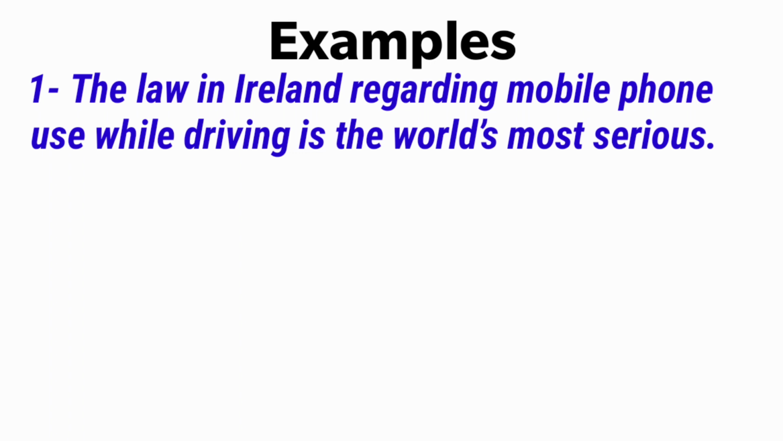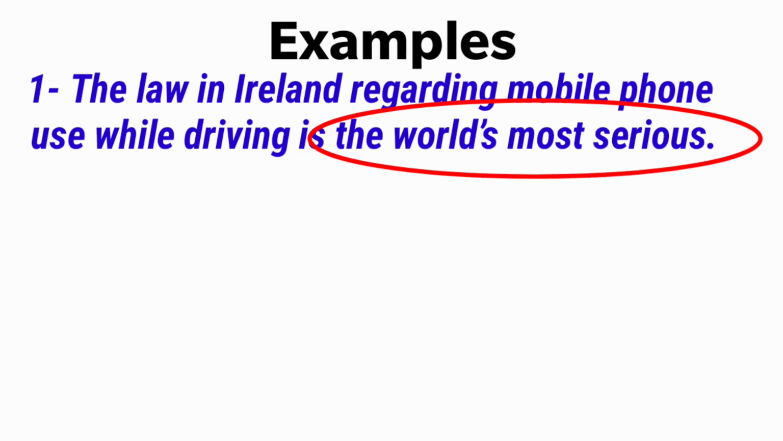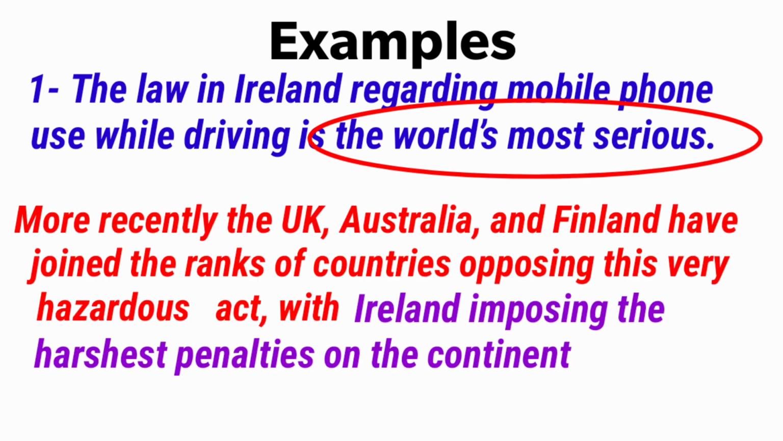So now let us see some examples. So we are not looking at the passage, we are looking at the question statement first. Okay, I assume that it is a true, false and not given question, but you have to read the instructions first. So our first question is, the law in Ireland regarding mobile phone use while driving is the world's most serious. Okay, so what we need to do, we need to highlight the qualifying word or any other keywords. So here the keyword is the world's most serious. Okay, now let's look at the passage.